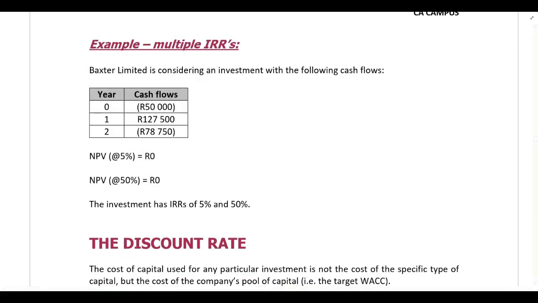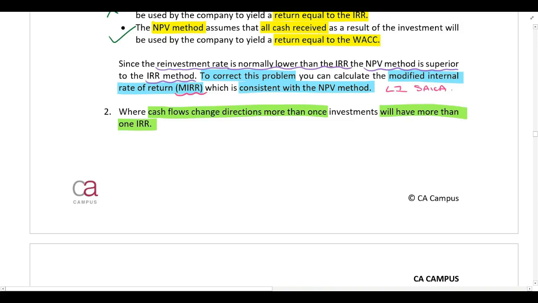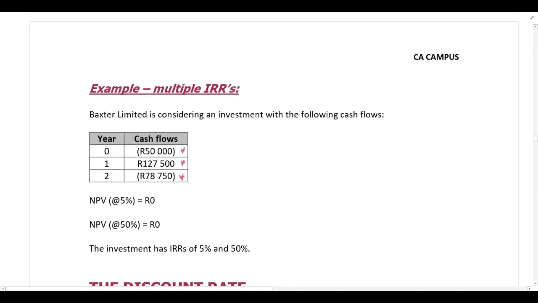On the next page, you can see we have Baxter Limited is considering an investment with the following cash flows. So first, we have an outflow of 50,000 Rand. We then have a cash inflow, and then we have an outflow again. So guys, you can see the direction of my cash flows is changing more than once. It goes from negative to positive to negative.